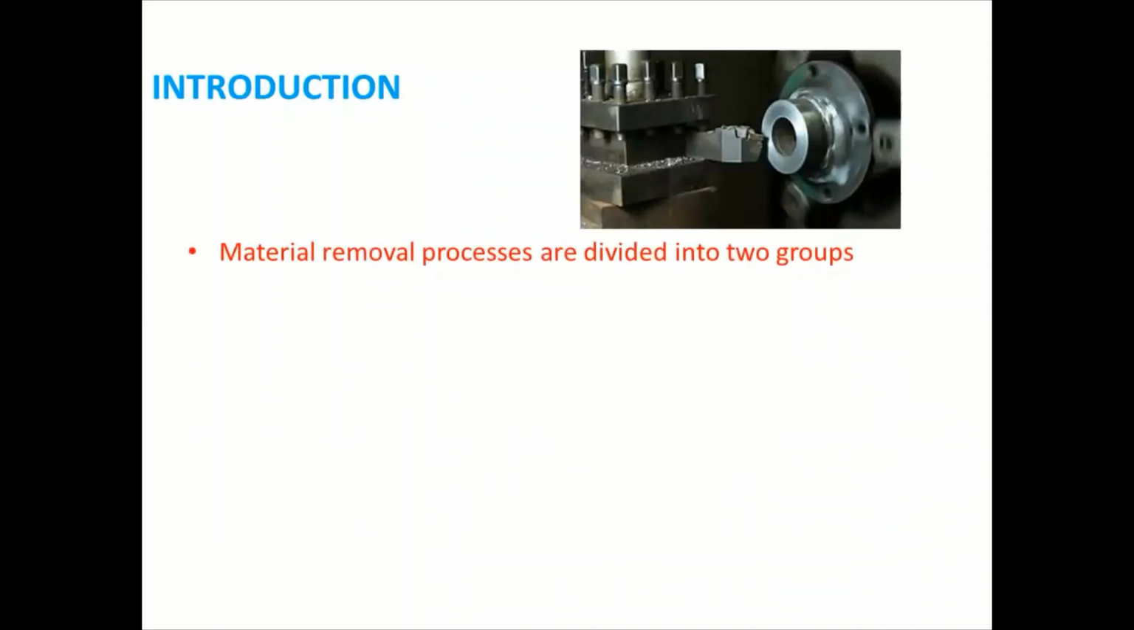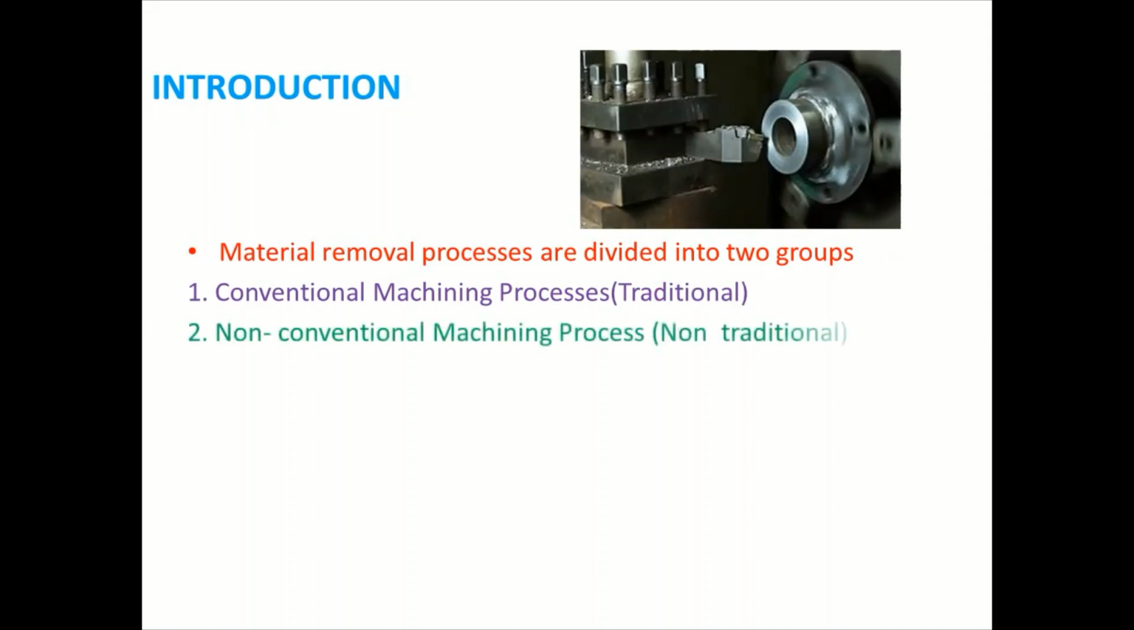So the material removal process are divided into two groups. One is the conventional machining process, which is also called as a traditional machining process. Second is a non-conventional machining process, which is called as a non-traditional also.